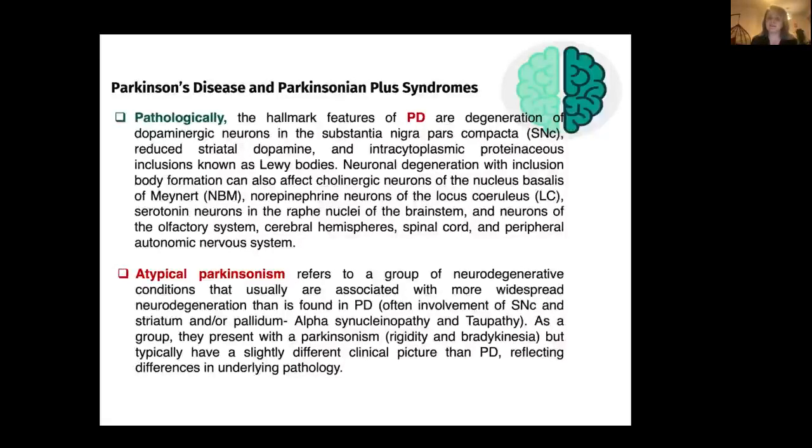Now, atypical Parkinsonism, on the other hand, refers to a group of neurodegenerative conditions, and these usually have more widespread degeneration than we find in idiopathic Parkinson's disease. That usually involves an alpha-synuclein pathology as well as tauopathy, and they usually present with Parkinsonian features. However, they have a slightly different clinical picture than Parkinson's, and that is dependent on the underlying pathology, it being more widespread and having specific misfolded proteins like synucleinopathy and tauopathy.